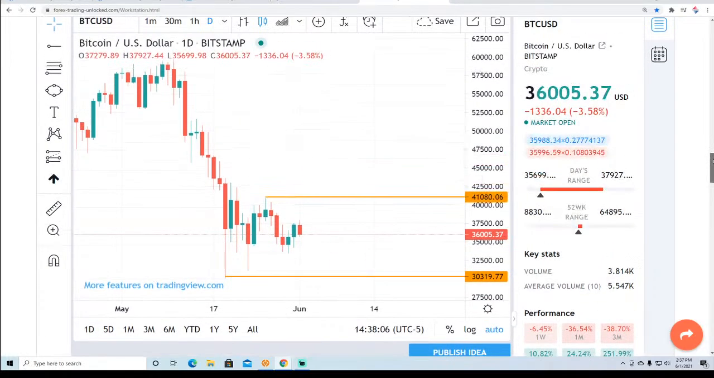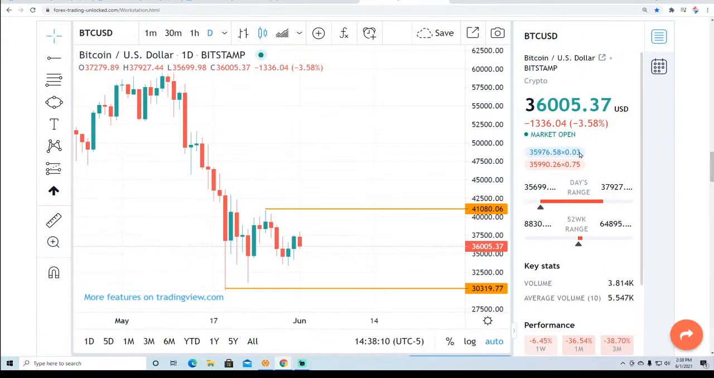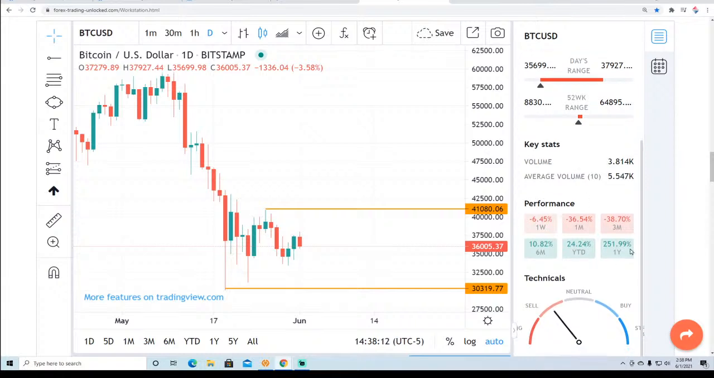So interestingly enough, Bitcoin over the past year, performance, is up 251%. The year to date, however, it's only up 24.24%. 6 months, it's up 10%. But if you start to get into the shorter term, look at 3 months, down 38%. Basically, 1 month, it's all happened in the last month, down 36%. So it's rather weak right now, obviously.